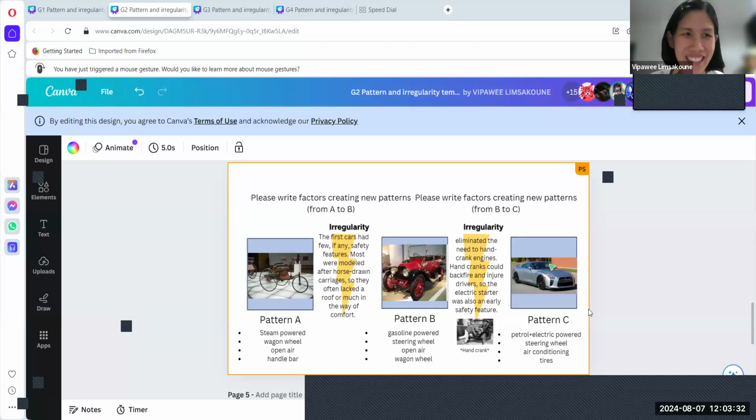Thank you, Vilavat, and members of group 2. It was a clear presentation, and we can see from the picture what a hand crank is as well. I forgot about it already until you mentioned it.